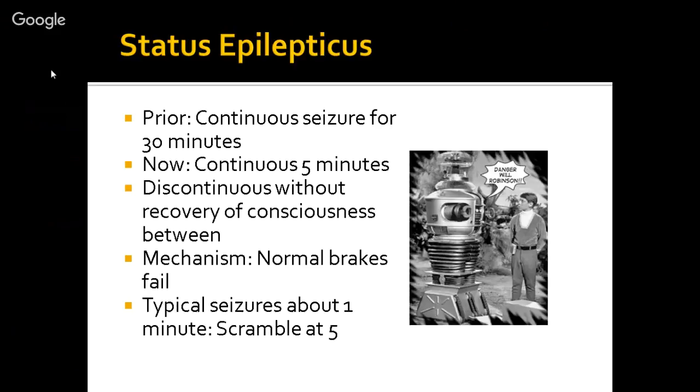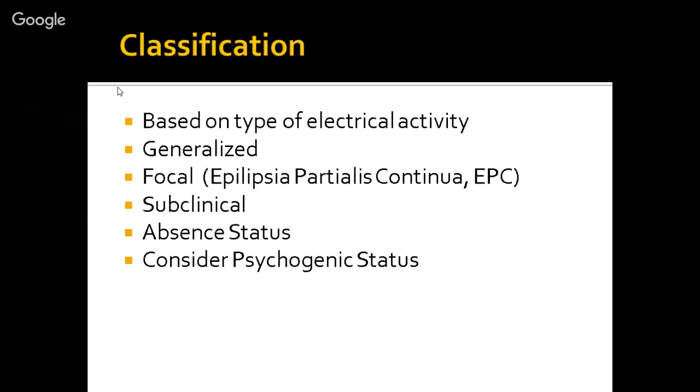Mechanism is basically that the brakes which control the brain fail. And so you think about the wiring of the brain, it's about 80 to 85% GABAergic and inhibitory, and that's what's failing. It's the majority of the brain. So situations where this often happens is hypoxia, where you're losing a substantial portion of the brain, or if there's some kind of irritant that is interfering with nerve function. Think metabolic encephalopathy, overwhelming meningitis, things like that. Typical seizures last about 1 minute, and this is why you start to scramble around 5 minutes.